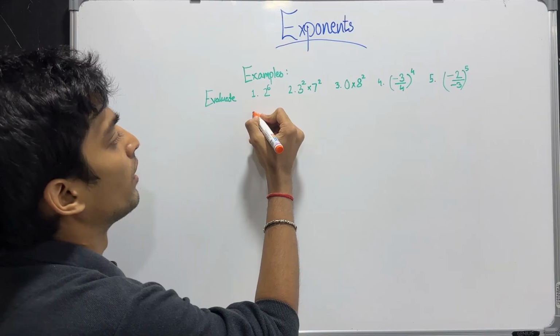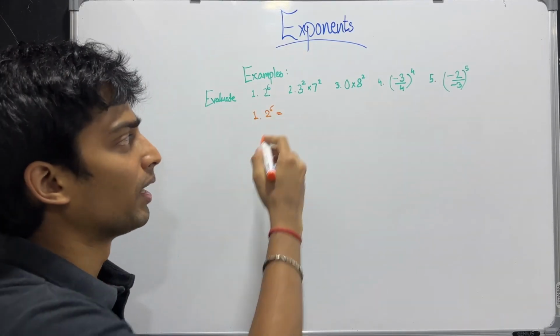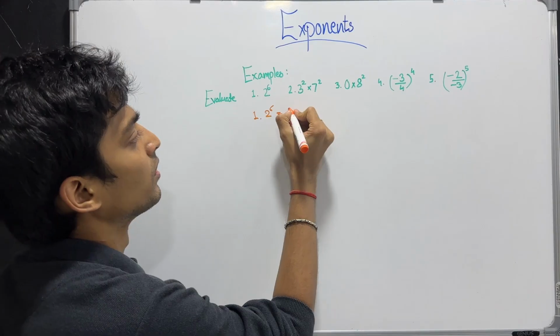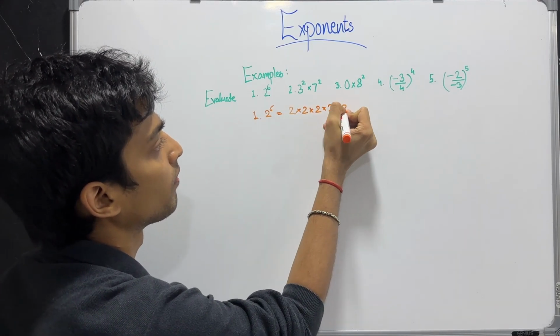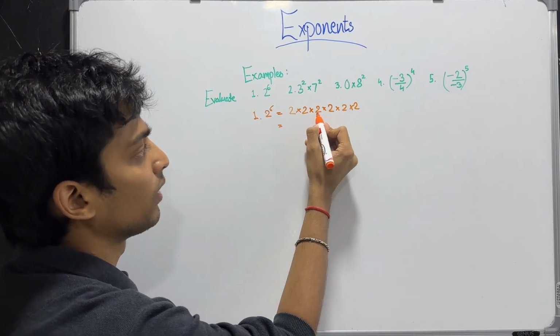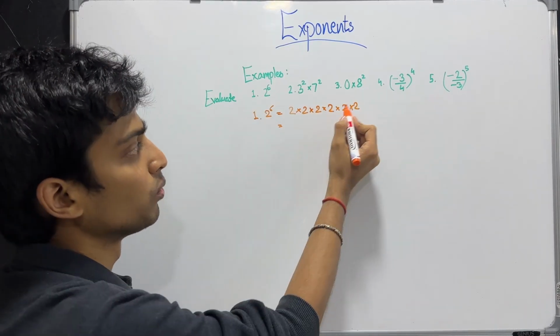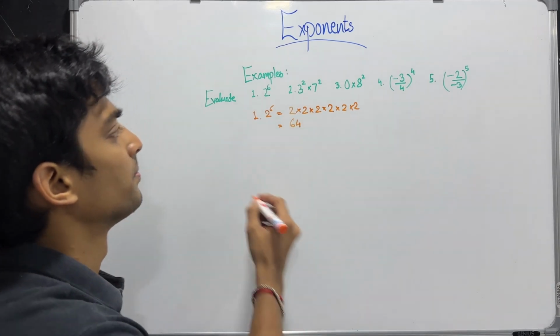Evaluate. First one, 2 raised to 6. We can write it as 2 multiplied by itself 6 times. So it is 2, 3, 4, 5 and 6. So what do we get? 2 twos are 4, 4 twos are 8, 8 twos are 16, 16 twos are 32, 32 twos are 64. The answer is 64.